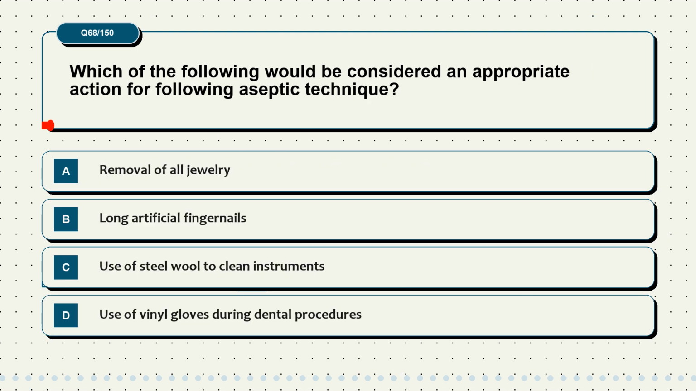Question 68. Which of the following would be considered an appropriate action for following aseptic technique? Here are the options. Option A. Removal of all jewelry. Option B. Long artificial fingernails. Option C. Use of steel wool to clean instruments. Option D. Use of vinyl gloves during dental procedures.